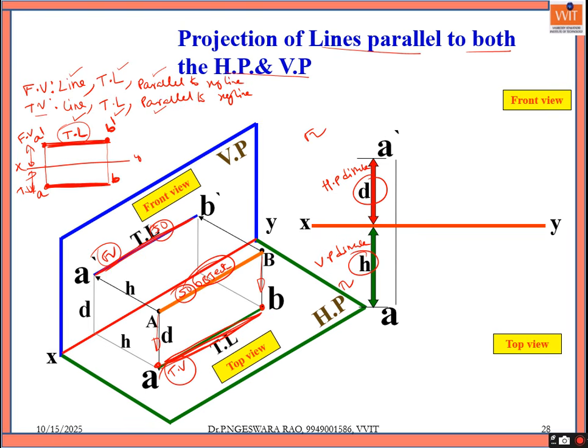Like this, first of all, locate any one end of the line. Later, you can draw the solution in the front view as well as the top view as we discussed for this case. So the front view is a line with original length but parallel to the XY line. Similarly, the top view is a line with original length and parallel to the XY line. B dash and B will also lie on the same projector line. Draw this projector line. So this is the solution for the line parallel to both planes. Now, we will discuss the other two conditions.